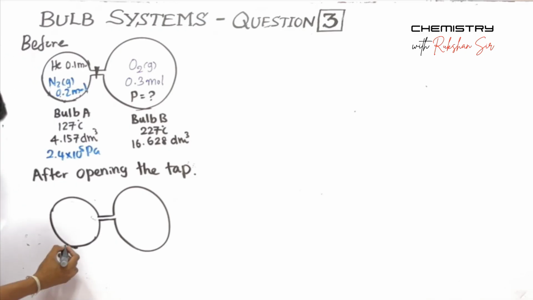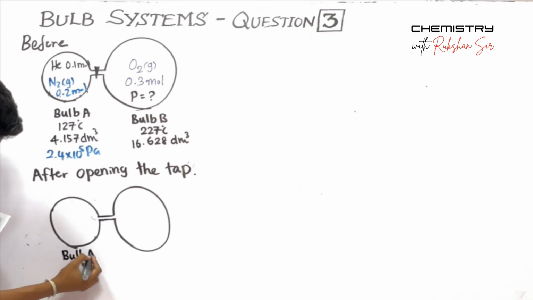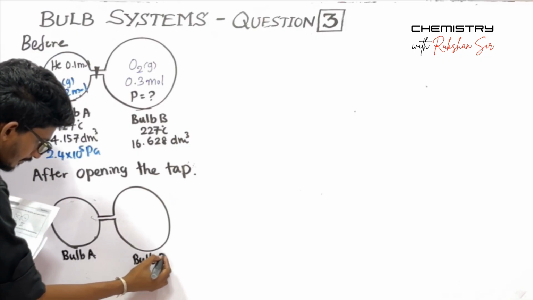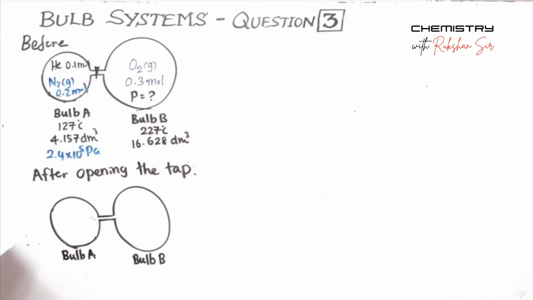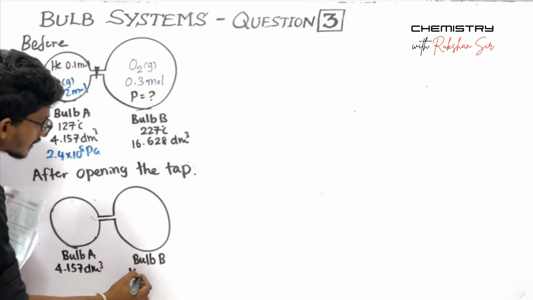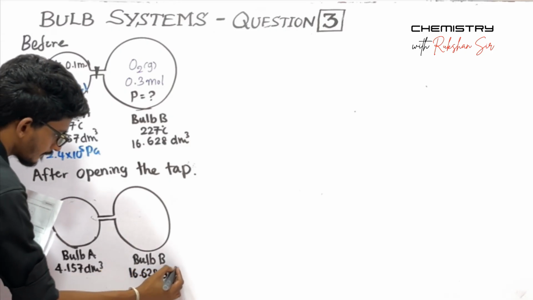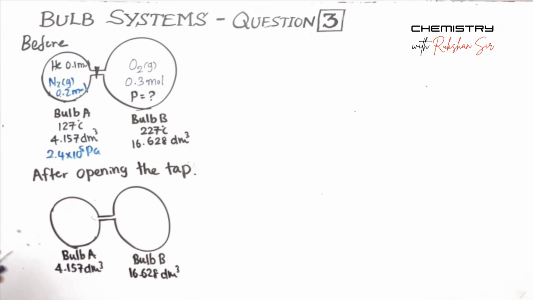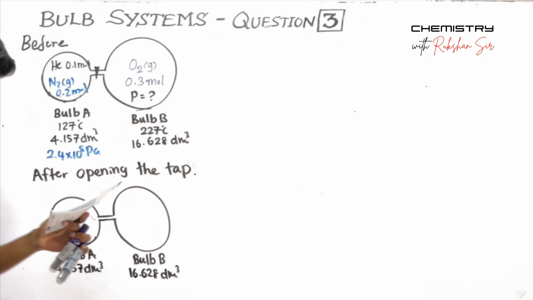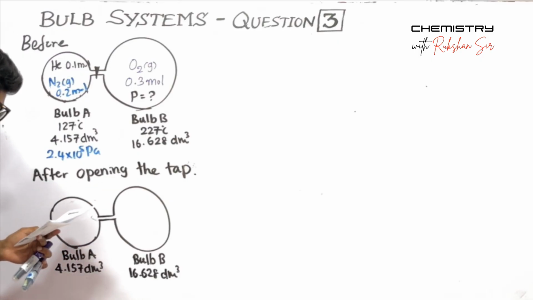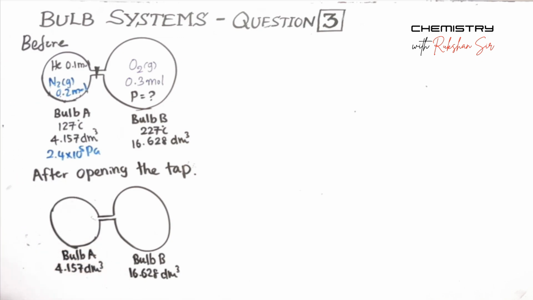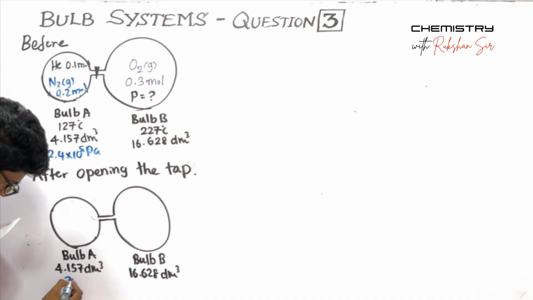So you have the bulb A, bulb B, right? So volumes won't change. So those stand at the initial values. 16.628. What they have done is actually they have changed the temperature to a constant value for both the bulbs. So now with both the bulbs, the temperature is going to be 327 Celsius, right?